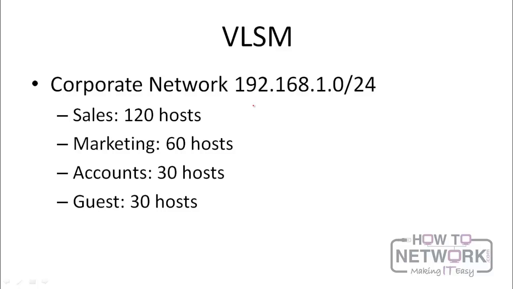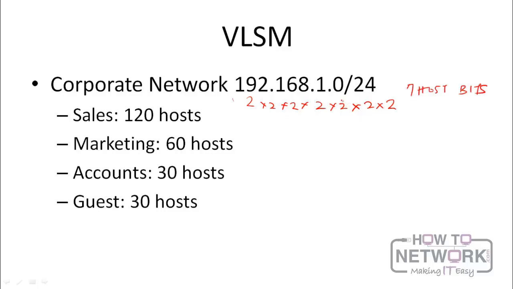So for sales, the first thing we want to do is to determine the number of hosts, and that's the smallest power of 2 that's greater than 120. So we're going to have 2 times 2, which is 4, times 2, which is 8, times 2, which is 16, times 2, which is 32, times 2, which is 64, times 2, which is 128. So we stop at 128 because it's greater than 120. And the next thing we're going to do is to count the number of bits, which is 1, 2, 3, 4, 5, 6, 7. And that means we need 7 host bits.